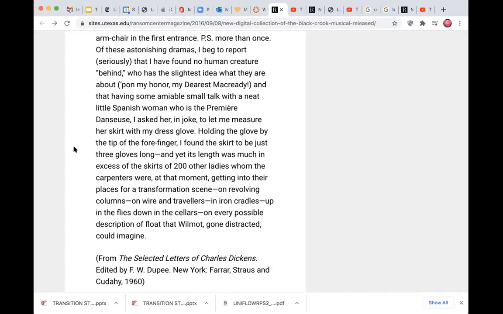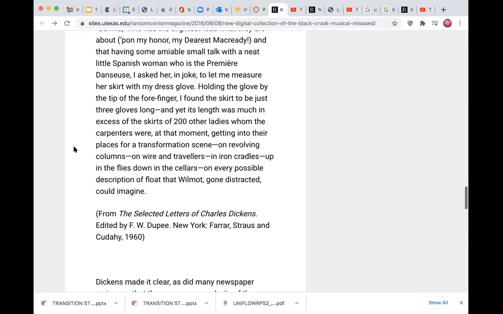"He found the skirt to be just 3 gloves long, yet its length was much in excess of the skirt of the 200 other ladies whom the carpenters were at that moment getting into their places for a transformation scene on revolving columns, on wire and travelers in iron cradles, up in the flies, down in the cellars, on every possible description of float that Wilmot, gone distracted, could imagine."